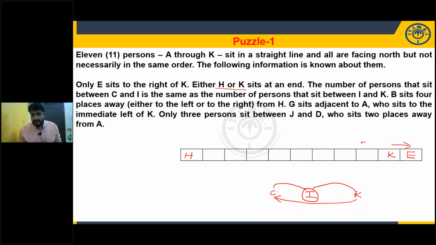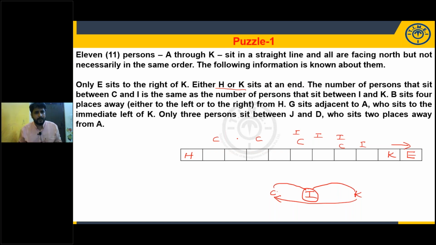So if I take I here, C will come here. This is one possibility. If I take I here, C will come here. So there are so many possibilities, right? So don't go for that many possibilities. Just keep on adding the clues.